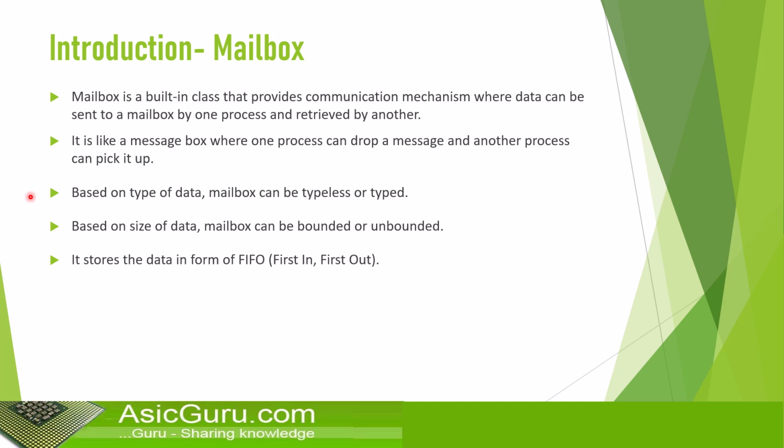There are two types of mailboxes based on the type of data. Typeless mailboxes, where any type of data can be stored, and typed mailboxes, which are restricted to storing a specific type of data. Similarly, based on the size, a mailbox can be bounded or unbounded. And most importantly, mailbox operations follow FIFO order, first in, first out, meaning data is retrieved in the exact order it was sent.